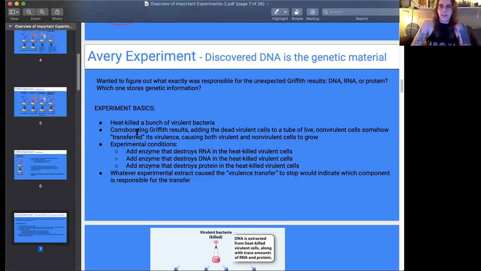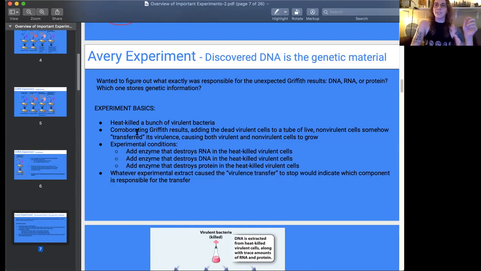So how they conducted their experiment was they had this batch of virulent bacteria that's been heat killed. And first they did this control just to make sure that when they added the heat-killed virulent bacteria to healthy, non-virulent bacteria, that that would still cause a transformation. And then they were going to do 3 experimental conditions.